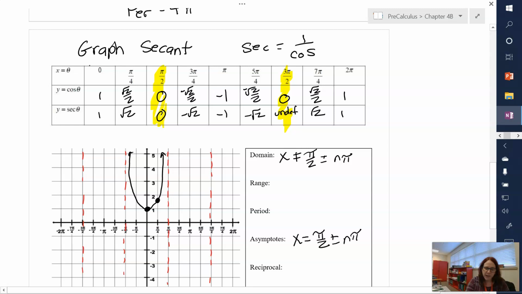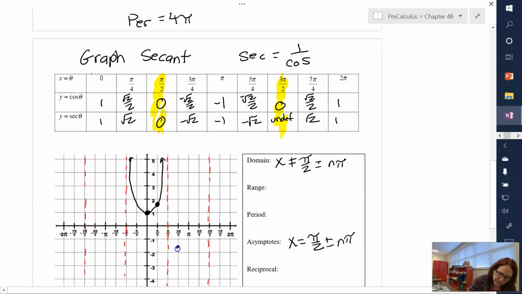Now I'm looking at 3 pi over 4. I have a negative root 2, so I'm going to put this right down there. Pi is negative 1, and then 5 pi over 4 is a negative root 2. So here's the curve that opens down. And that's where it's going to start repeating. One opening up, one opening down. So our period again is 2 pi.